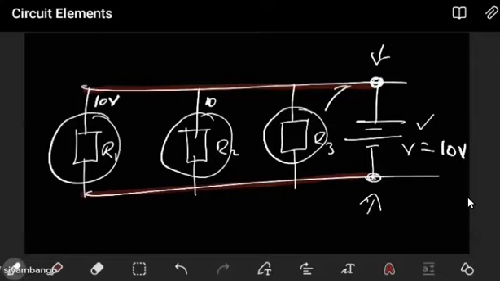Yes. So they'll be exposed to the same voltage, but what will be different will be the amount of current that will be passing through each element.